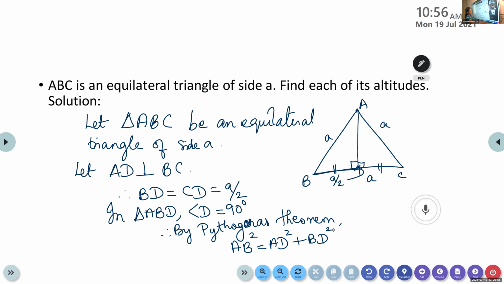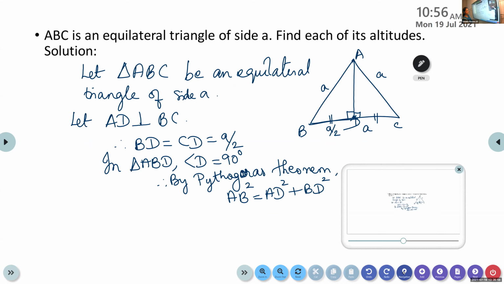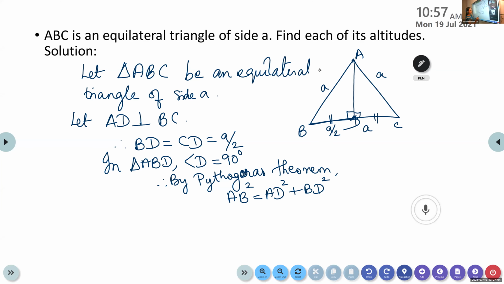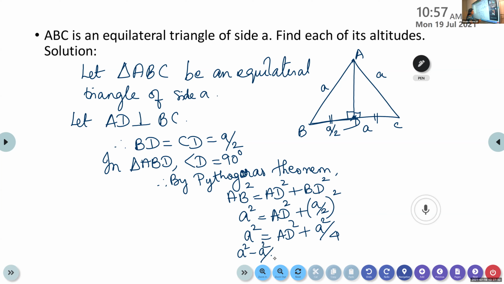What is the length of AB? It is A. What is the length of AD? That is what we want to calculate, isn't it? AD square. What about BD? It is A by 2 the whole square. So we get A square is equal to AD square plus A square by 4. Now if you take A square by 4 to the other side, we get minus A square by 4 is AD square.